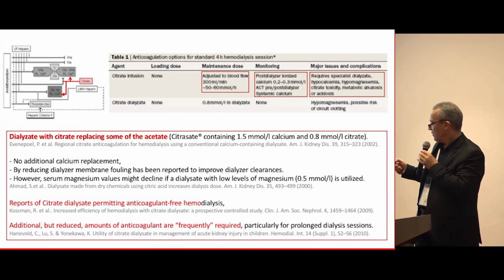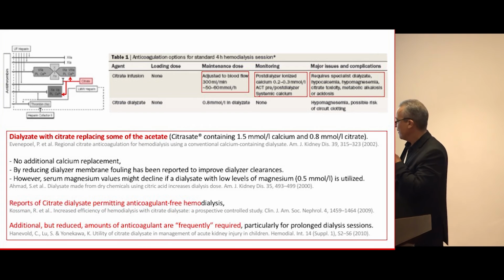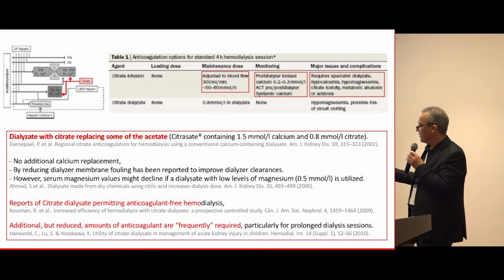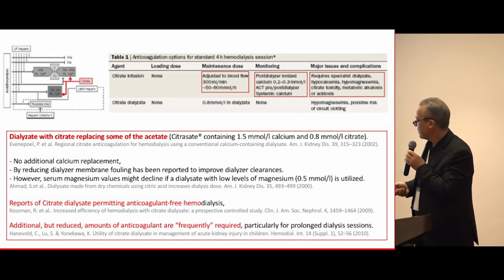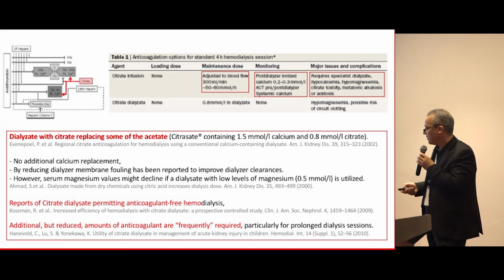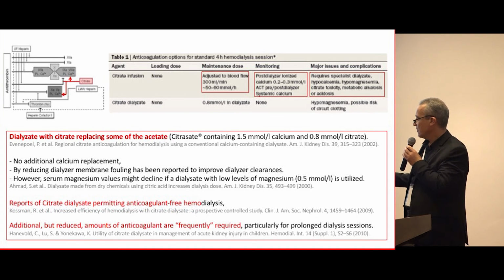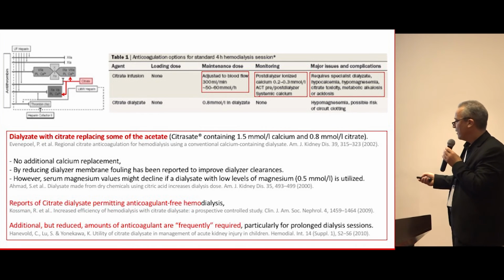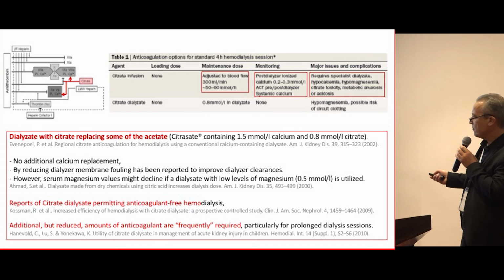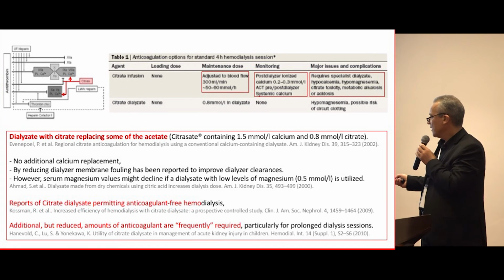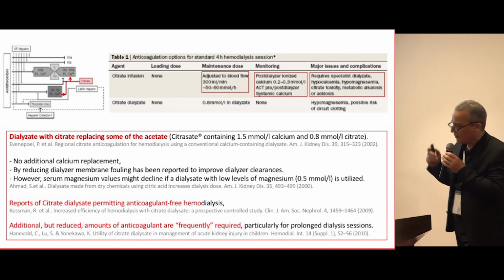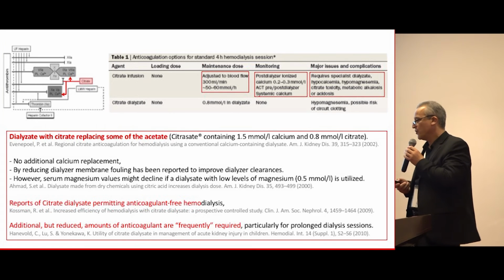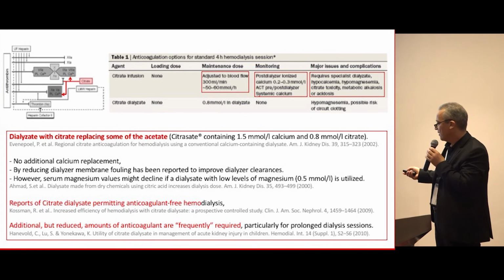Lastly, we have the use of citrate dialysates, since we can replace acetate by citrate in the dialysate, using 0.8 millimole of citrate. And there is no additional calcium needed. By reducing dialyzer membrane fouling, it has been reported to also improve dialyzer clearance. However, serum magnesium values might decline if a dialysate with a low level of magnesium is utilized. So usually we think about checking the magnesium and correcting hypomagnesemia in these patients.